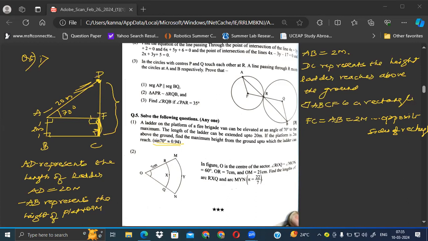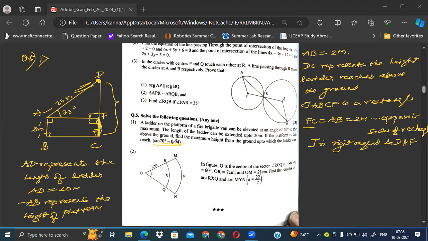I want to find the real height DC, but a part of it, FC, I came to know. FC is how much, children? 2 meter. But how to find DF? DF is the side of a right angle triangle. In right angle triangle DAF, can you see this right angle triangle DAF?